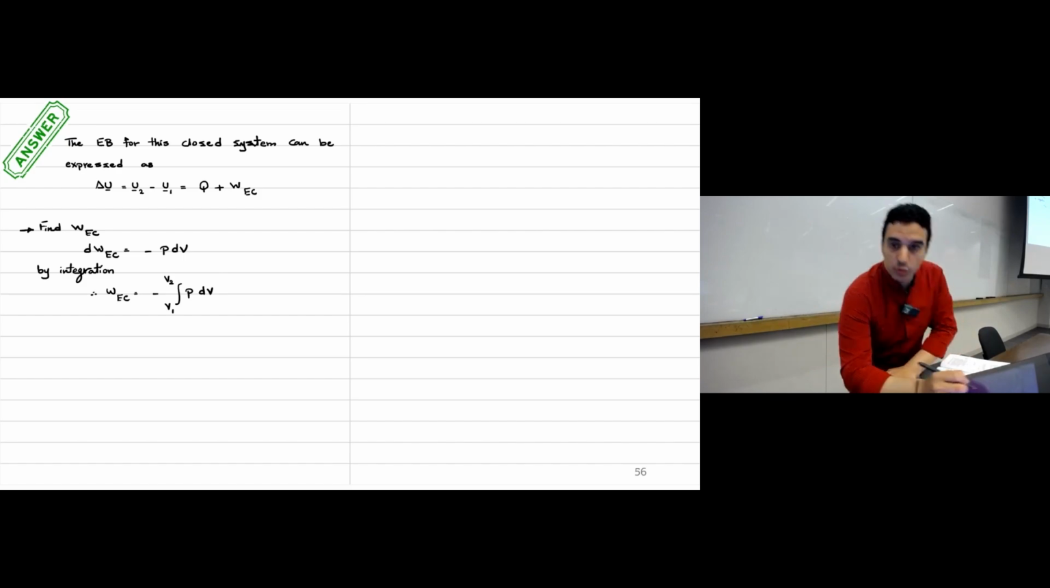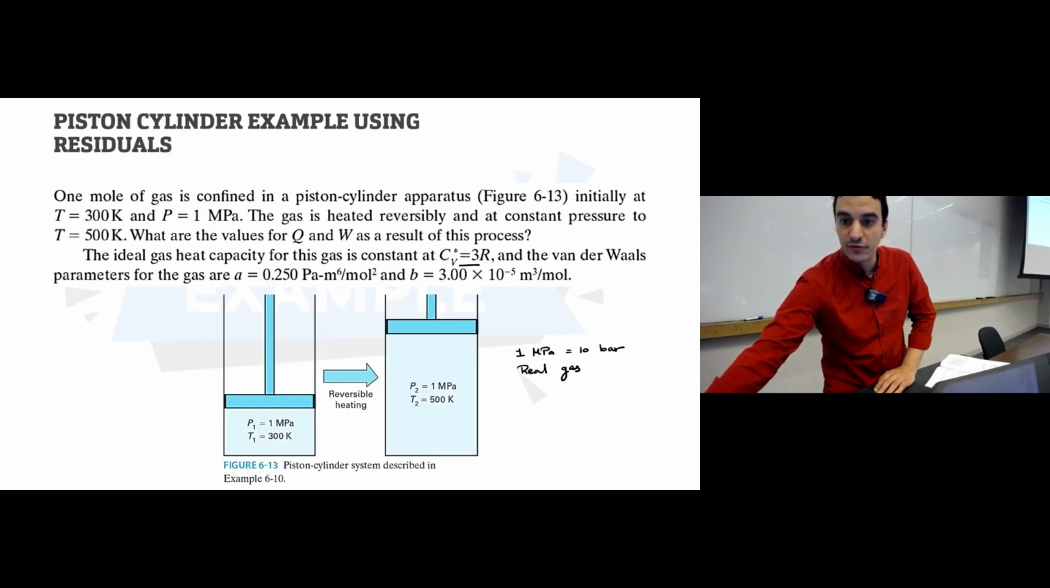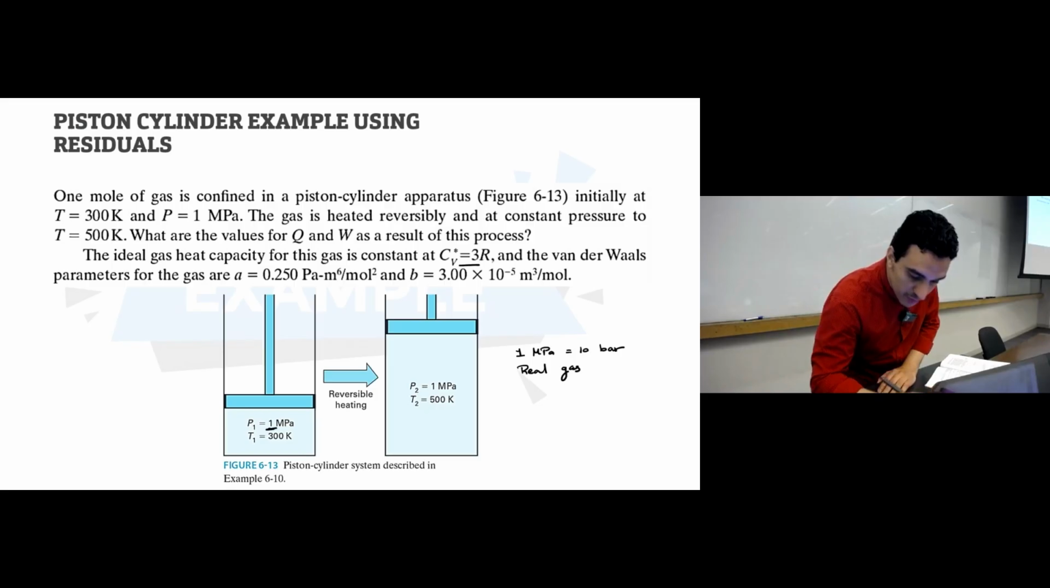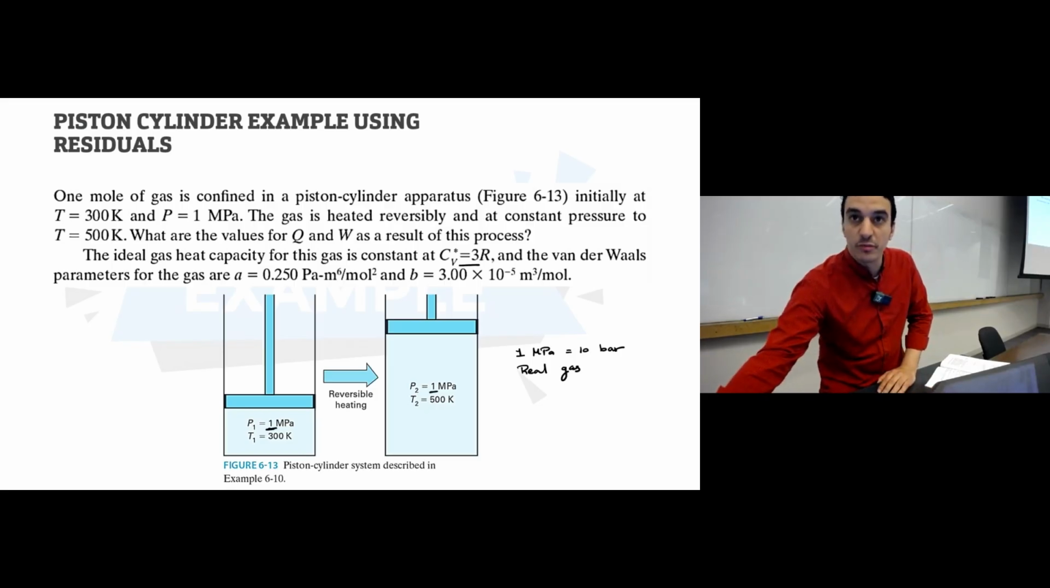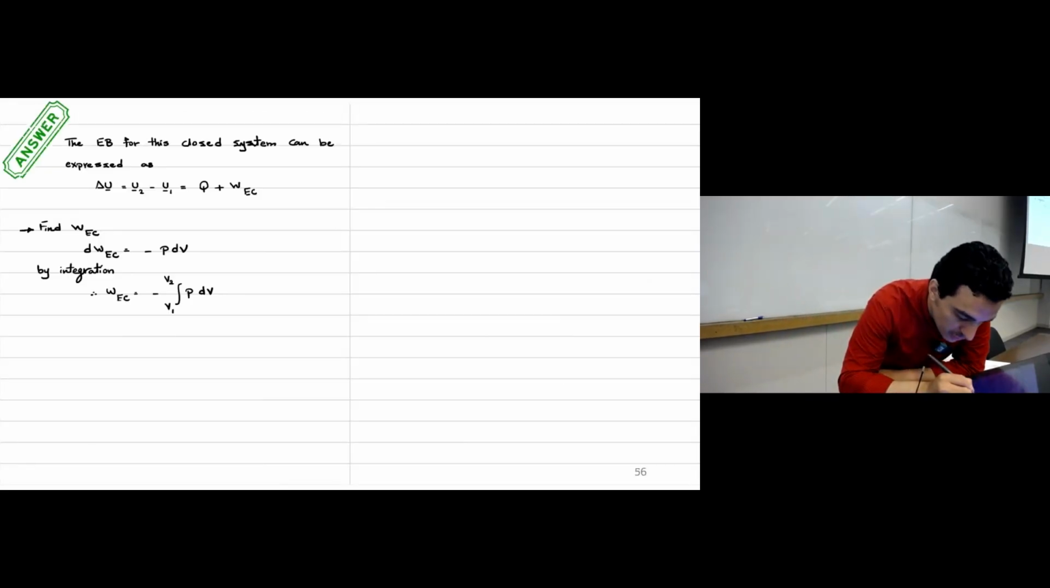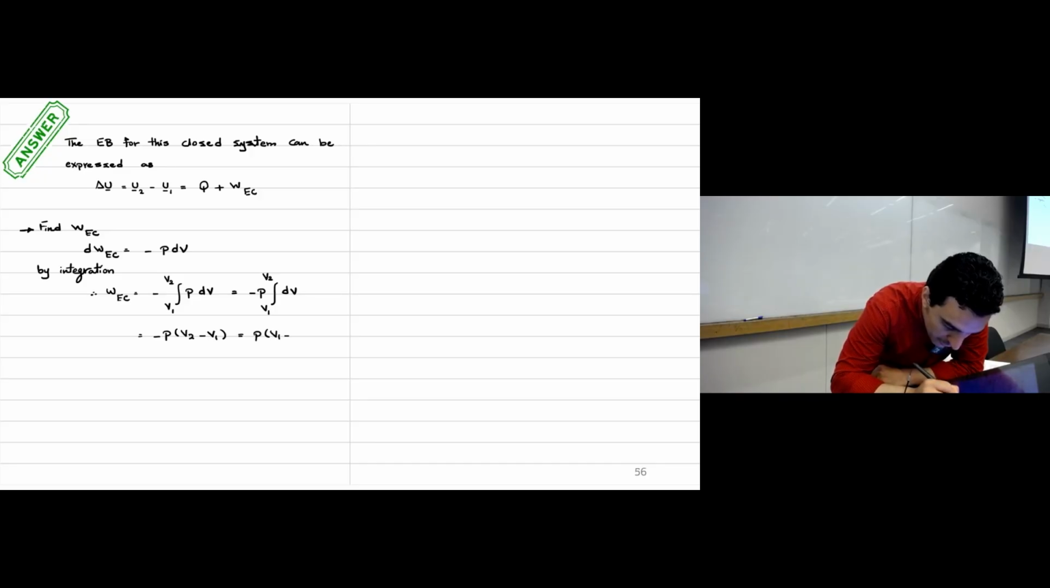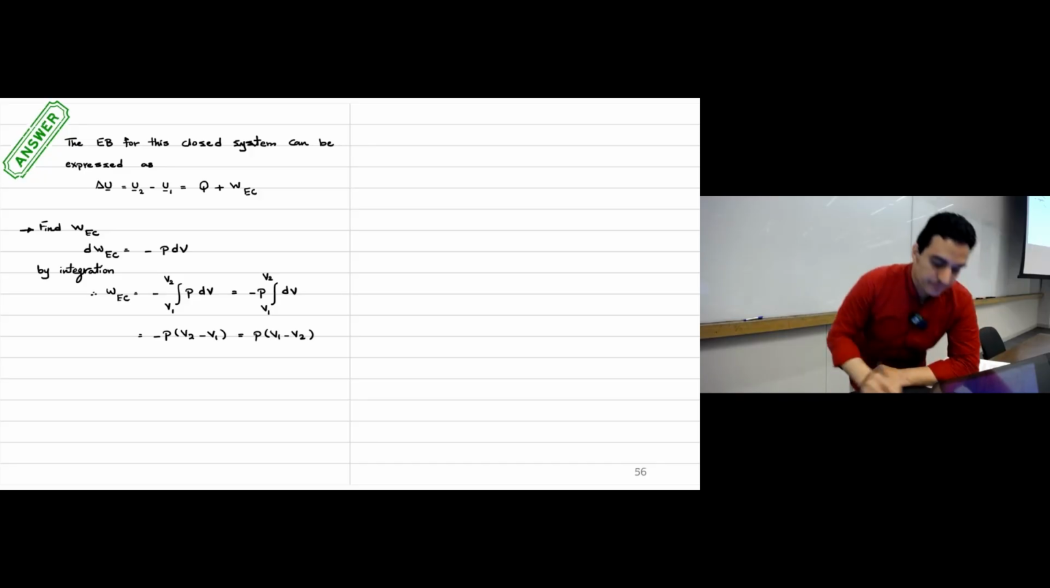Here in this problem we have constant pressure, because if you see the example, the initial pressure is 1 megapascal, the final pressure is 1 megapascal, so the pressure is constant. So this will be minus P times the integration from V1 to V2 of dV. So this will be minus P (V2 minus V1), or P (V1 minus V2).